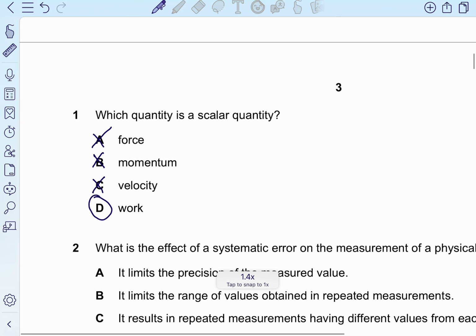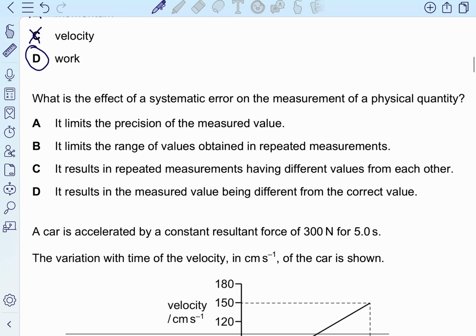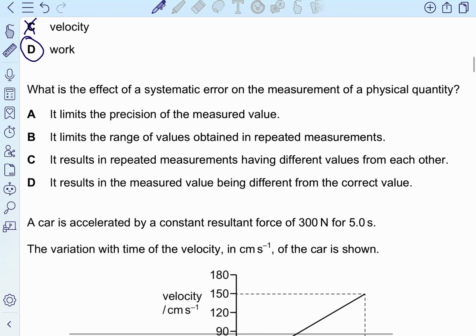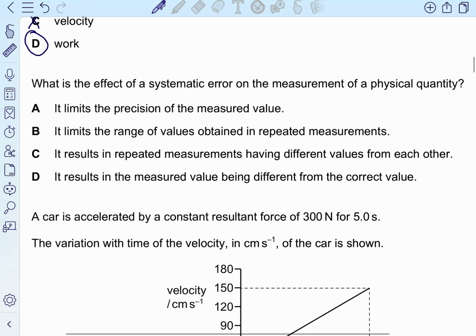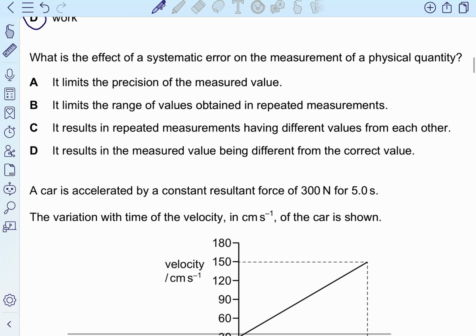All right. Now the next question: what is the effect of a systematic error on the measurement of a physical quantity? Now, what does a systematic error mean? A systematic error is basically an error which will bias all the measurements or the readings in the same direction. For example, you have a zero error on your instrument, or any other type of error which will appear the same in all of the readings. So now, when you have a systematic error, it will result in your measured value being different from your correct value.